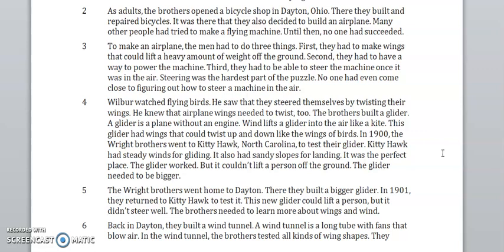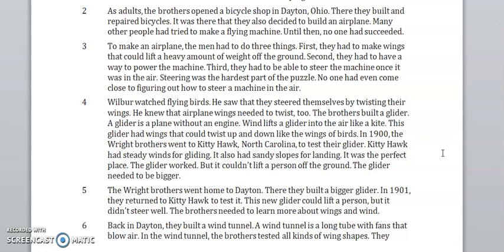The Wright brothers went home to Daytona. There they built a bigger glider. In 1901, they returned to Kitty Hawk to test it. This new glider could lift a person, but it didn't steer well. The brothers needed to learn more about wings and wind.